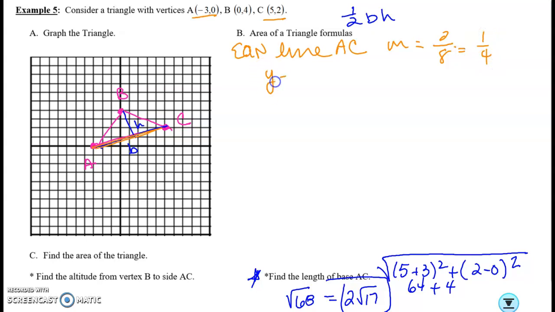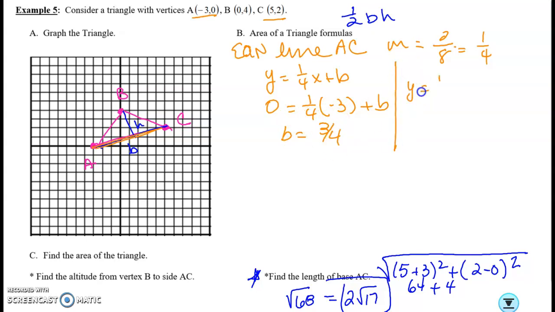And then you're going to use Y equals 1/4 X plus B. And you're going to put a point in. I'm going to choose A because it has a 0 in it. I always think it's easier to use a 0. And so here we get 0 = -3/4 + B. So when we solve for B, that's 3/4. So our equation is Y equals 1/4 X plus 3/4.